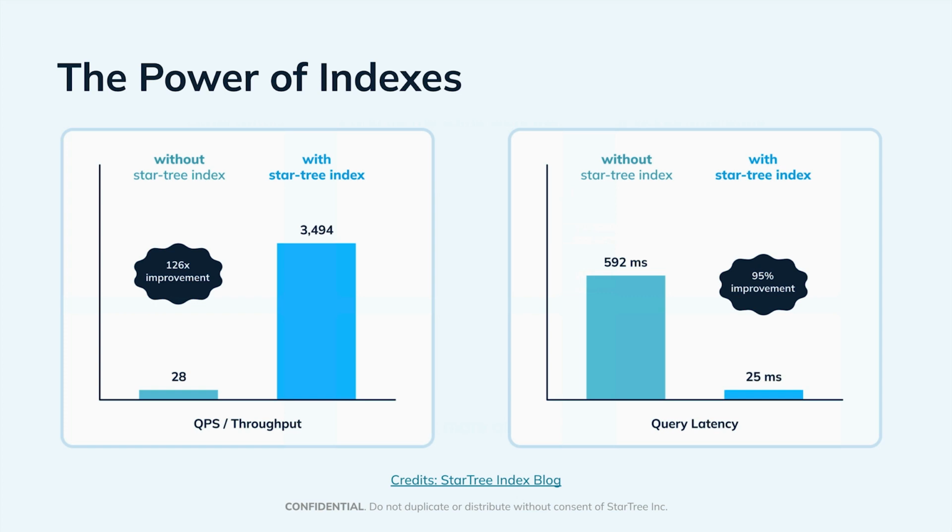This is one of the blogs we posted from the StarTree side, where this is a real world use case where the latency went down from 592 milliseconds P99 to 25 milliseconds. Not only that, it also helps you get a huge increase in throughput. The max throughput before was about 28. It was about 2 orders of magnitude higher with the StarTree index.